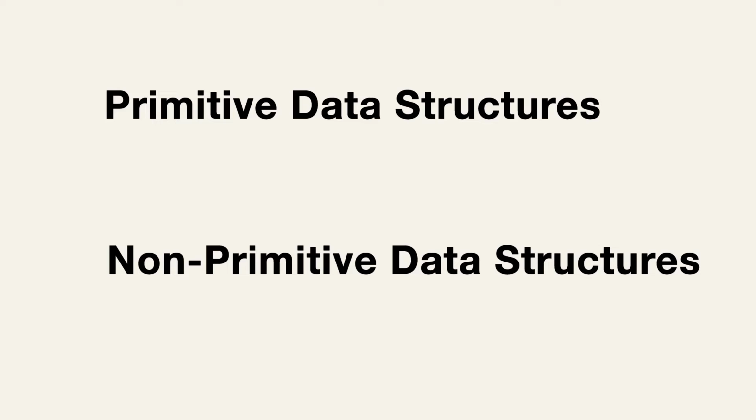A primitive data structure is built-in and comes by default with the programming language, and you can implement it out of the box. A non-primitive data structure is not built-in and doesn't come by default, and you have to code it up if you want to use it. The non-primitive data types are defined by the programmer.